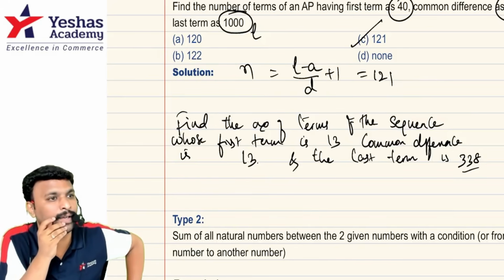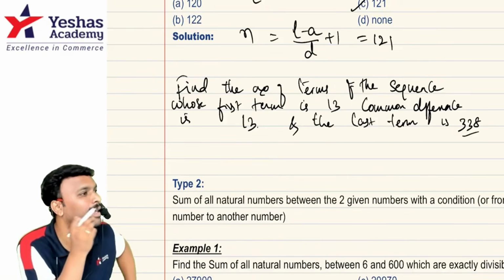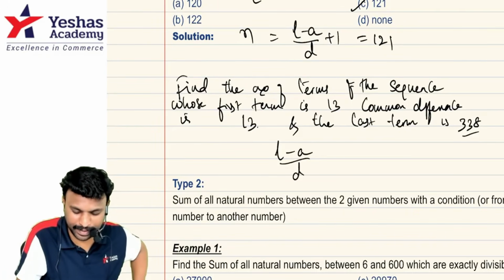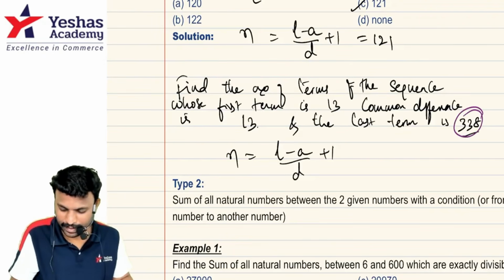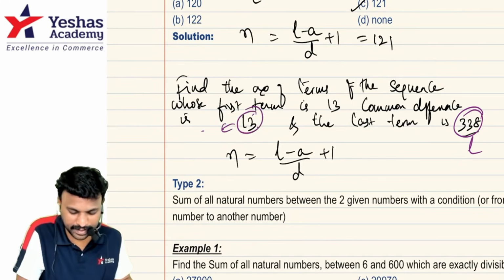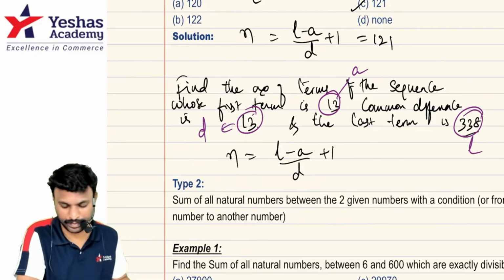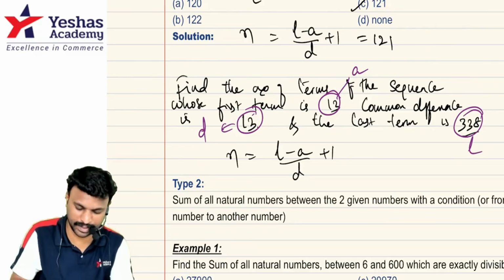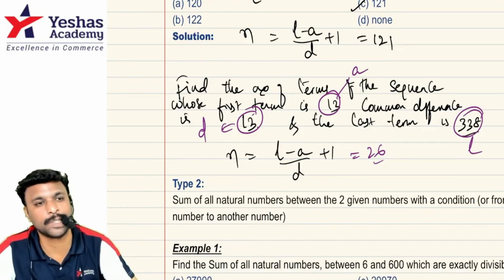Have you added one towards the end? L minus A by D plus 1 is equal to what? n. So L is how much? 338. Common difference is 13, and the first term is 13. Everybody? 338 minus 13 divided by 13 plus 1. How much? 26. Clear, everybody? Say yes or no?